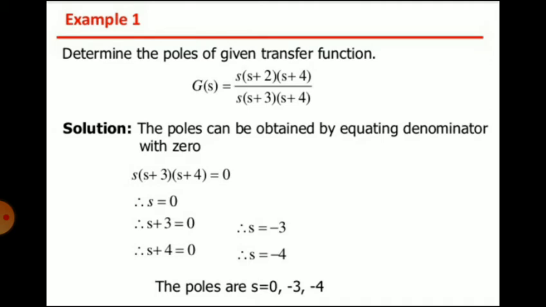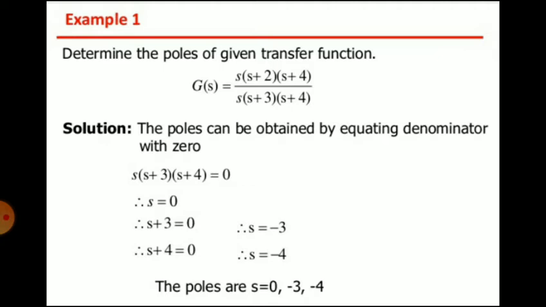Now see one example. The transfer function G(s) is given. Determine the poles of the given transfer function. So how are the poles found? The poles can be obtained by equating the denominator with 0. The denominator of this transfer function is s into (s plus 3) into (s plus 4). So we have to equate that denominator equal to 0. Then you will get the roots of that equation.